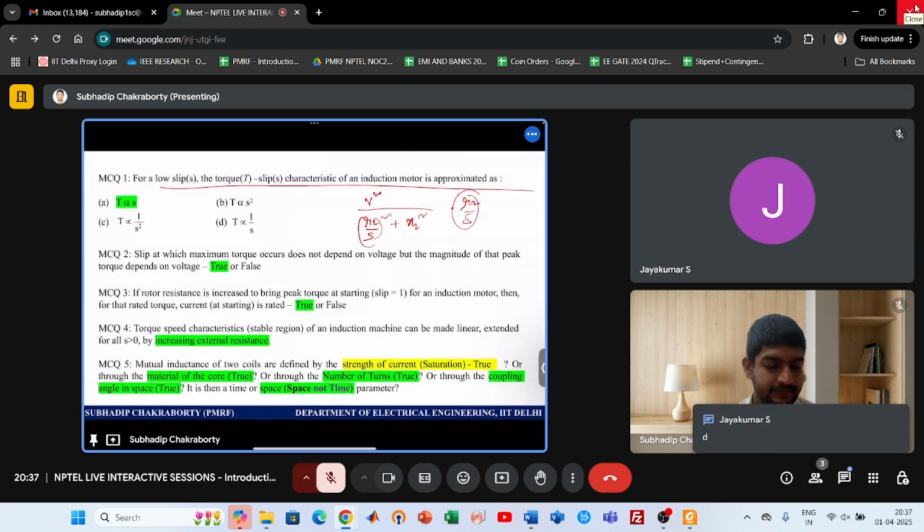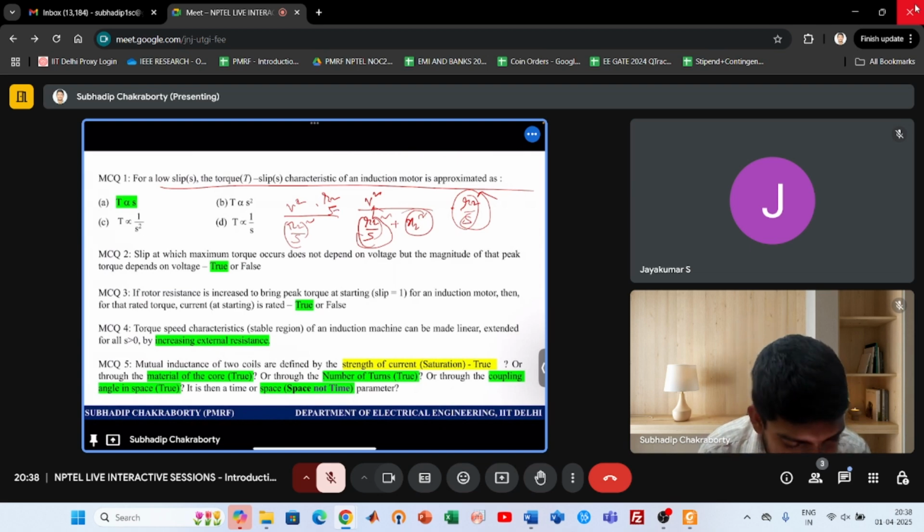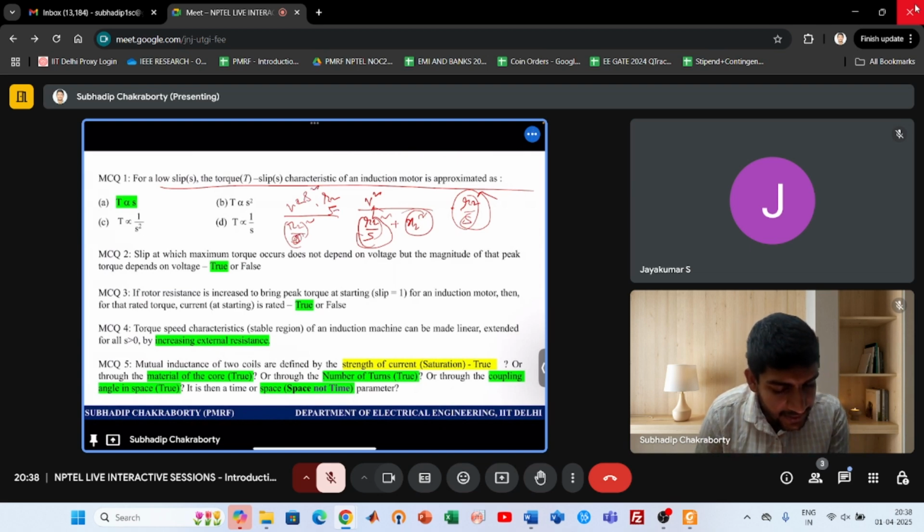So which term will dominate? Low slip means this term is very high, and also this term is very high compared to this term. So neglect X2. So V square by (R2 by s) whole square into R2 by s. What is it? It is coming, s square is coming on top, and so it is proportional to s. So this one is correct.